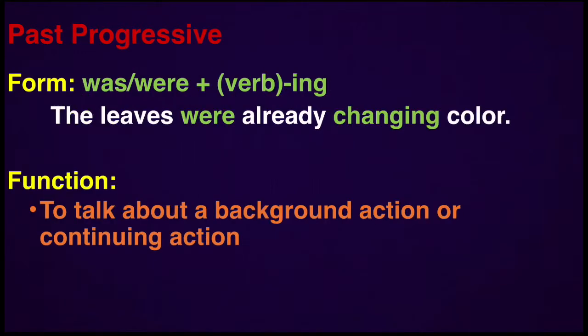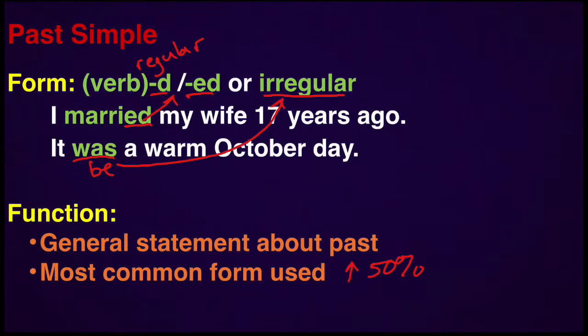The next one is the past progressive. So the past progressive is the helping verb was or were, and the main verb will have the ing ending. For example, the leaves were already changing color. We use this verb form to talk about a background action or a continuing action in the past. So here in the example sentence, the leaves were already changing color. This is talking about something that was happening when I married my wife.